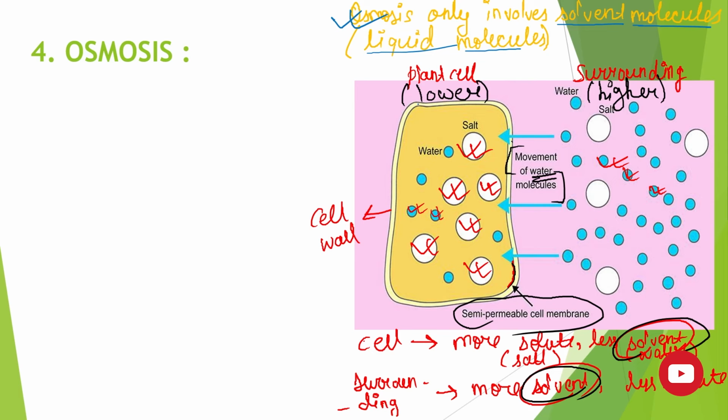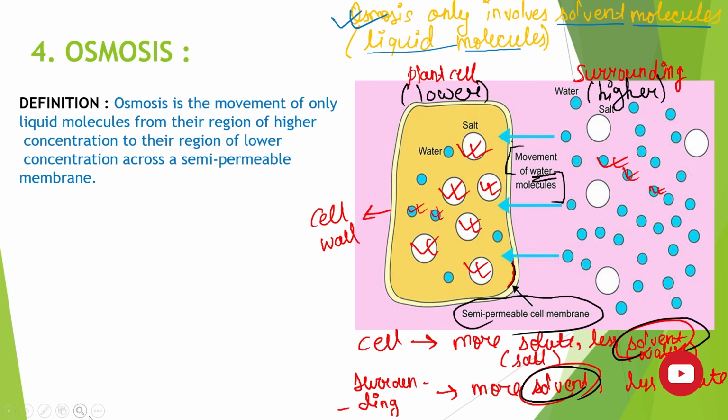Now we have already figured out the definition of osmosis. We know what is happening in osmosis, but still let us look into the definition once. The definition says that osmosis is the movement of only liquid molecules. Only liquid molecules. Let me highlight that particular thing for you all. Only liquid molecules from their region of higher concentration to their region of lower concentration across a semi-permeable membrane. The presence of a semi-permeable membrane is also very, very important. By that, we have understood what osmosis is, and we have a very simple definition of osmosis.